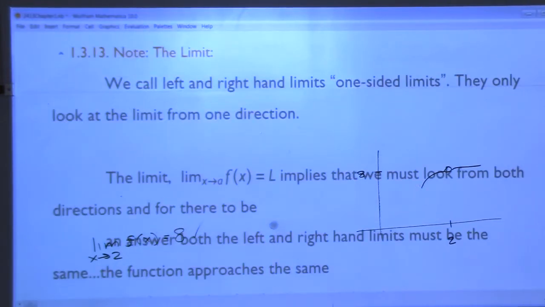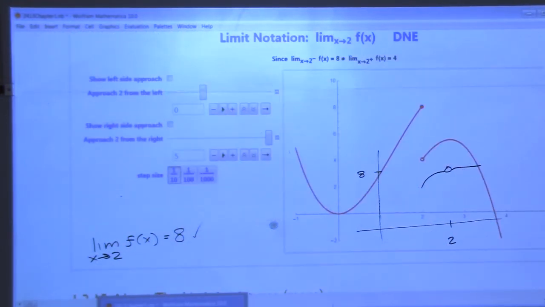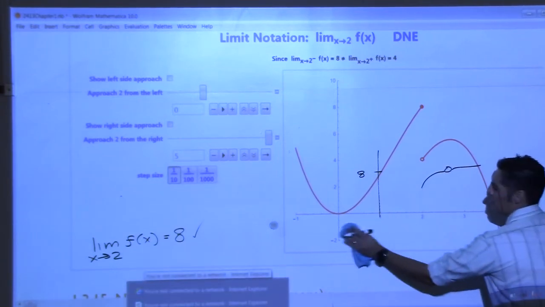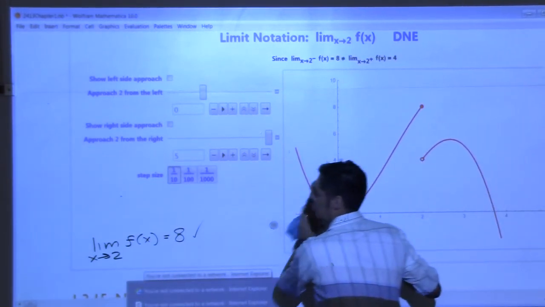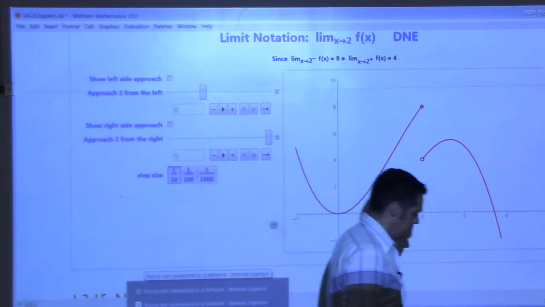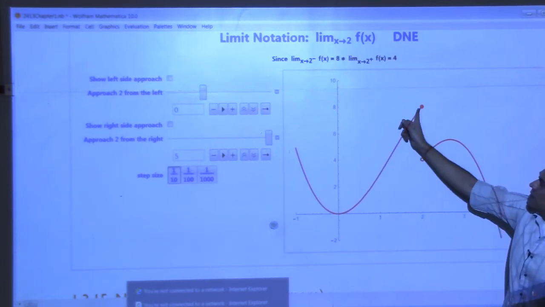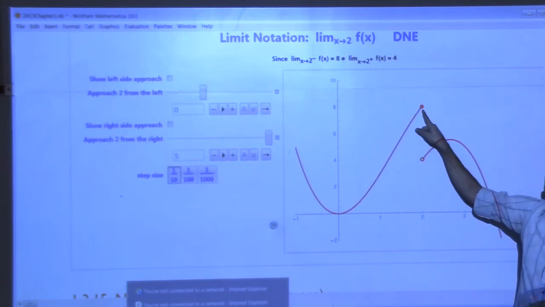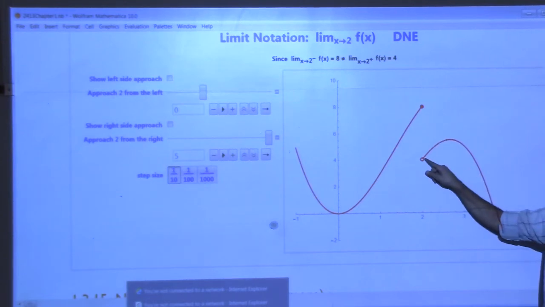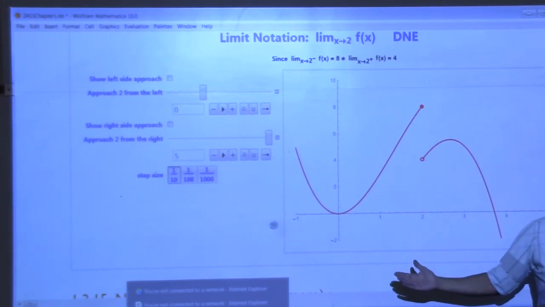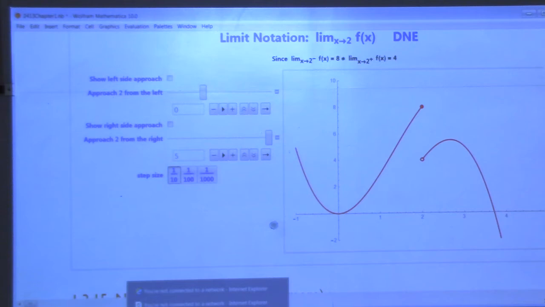Okay, well, let's look at the next one. Limit doesn't exist, right? Left-hand limit? Yes? Right-hand limit? Yes. Keep in mind, the left-hand limit, that point does not matter, right? Right-hand limit, the fact that it's a hole has no impact on my answer, right? Okay.